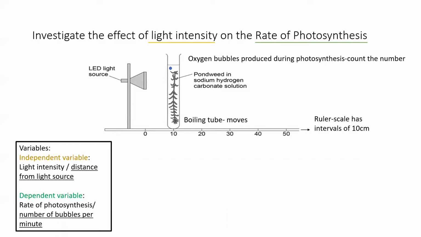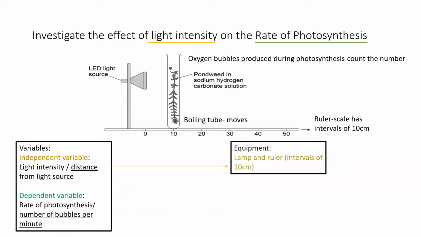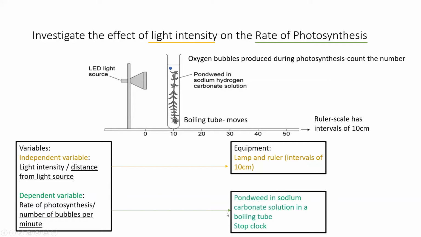The second thing that you need to now do is state the equipment that's associated with those variables. So with the independent variable, you obviously need a light source, so a lamp or a light source, and for the distance you need a ruler, and I've stated the 10 centimetre intervals. Regarding the dependent variable, the number of bubbles per minute, well, the first part, the number of bubbles, means that we need pondweed in sodium hydrogen carbonate solution inside a boiling tube. And for the minute, it's obviously time, so I need a stop clock. So very simply, I've stated the 2 variables, and then I've stated the equipment that is needed.